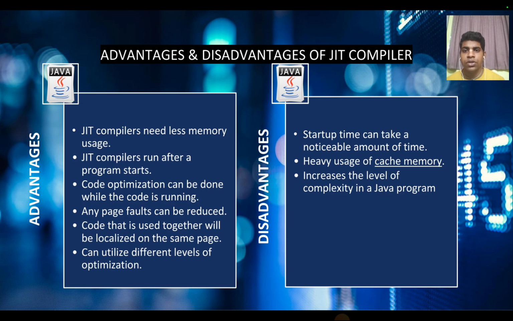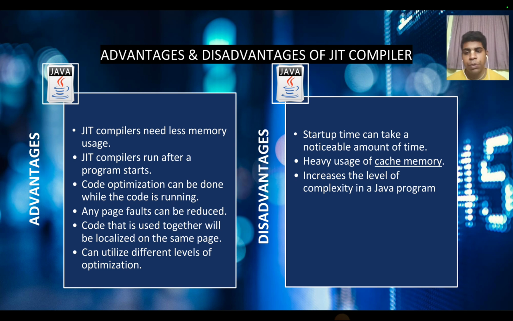Now let us move on to the next topic, the advantages and disadvantages of the JIT compiler. So the advantages, let us go through them first. JIT compilers need less memory usage. JIT compilers run after a program starts. Just as we know by the name, JIT compiler means just-in-time compiler, so it will start after a program has been started.